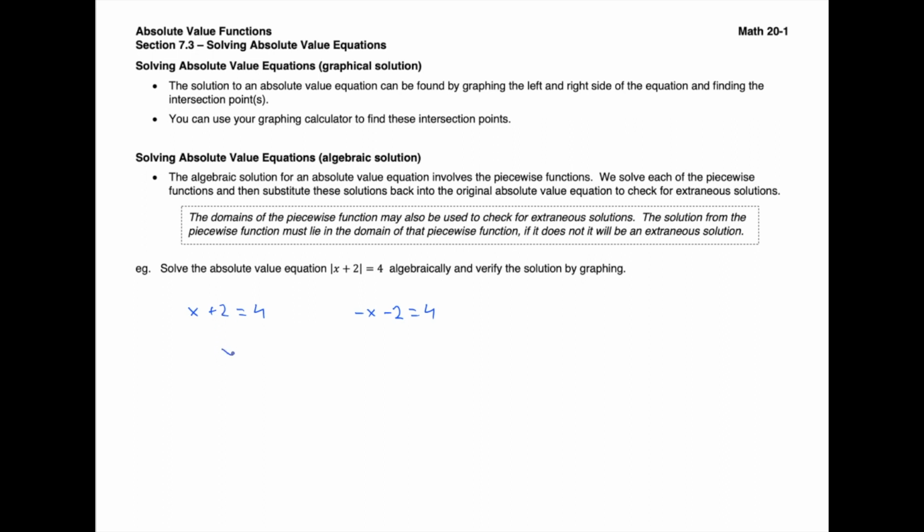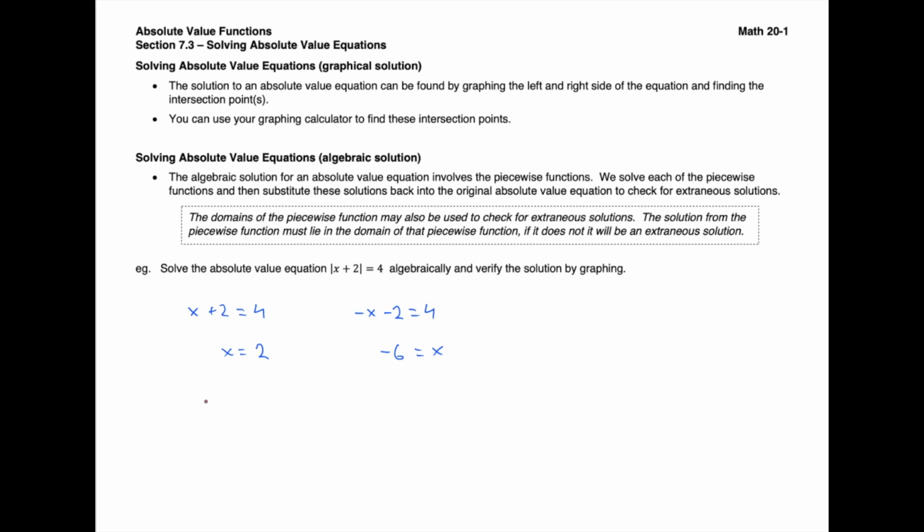And so I move the 2 over by subtracting, and so I get x equals 2 as one potential solution. Move the x over to the other side to make it positive, and then I get negative 2 minus 4, and so I get negative 6. And so 2 and negative 6, those are potential solutions. Now don't forget, you can get extraneous solutions with these, so you just want to verify.